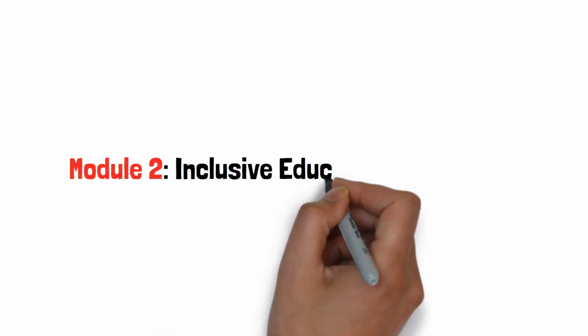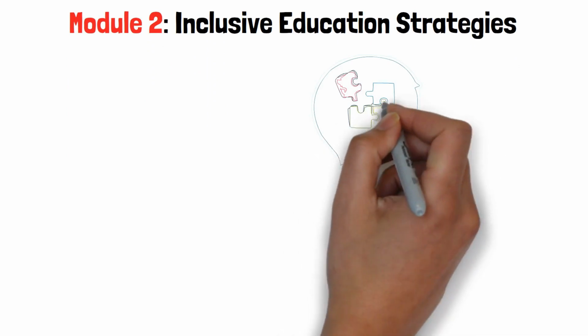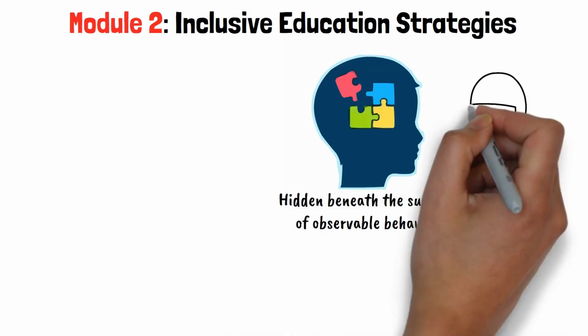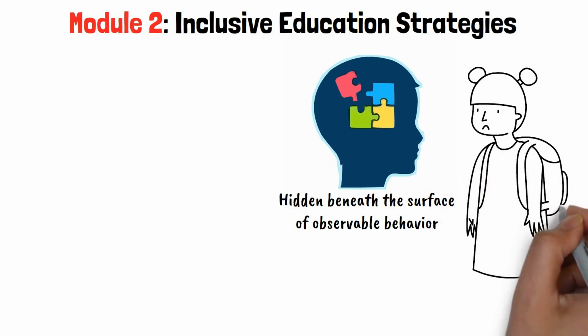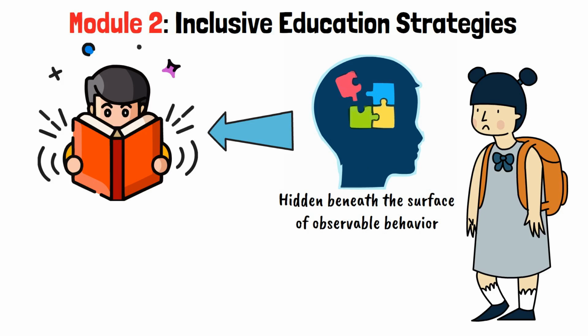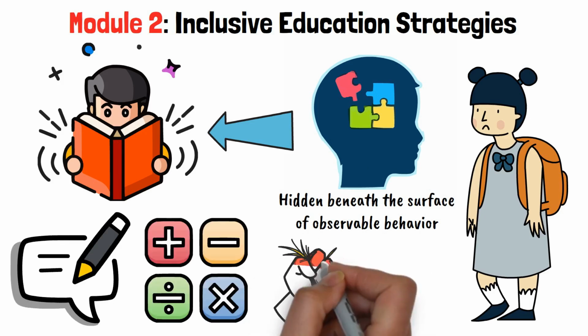Module 2, Inclusive Education Strategies. Learning disabilities, often hidden beneath the surface of observable behavior, can significantly impact a student's academic journey. These disabilities can range from difficulties in reading, writing, and math to challenges in processing information.